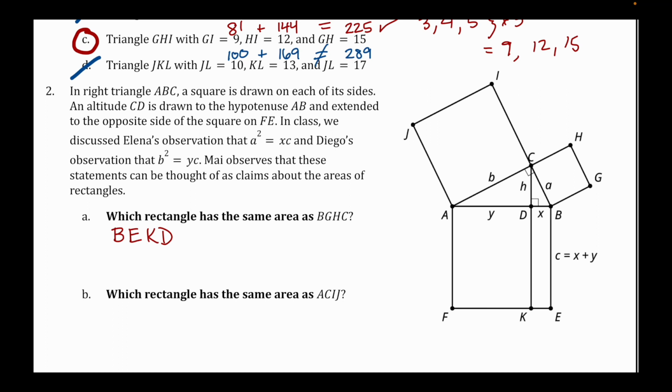Now they're asking for the other piece, which is which one has the same area as ACIJ. So this other square, which is B times B, the one that has the same area as this is actually going to be this one right here. So this is ADKF.